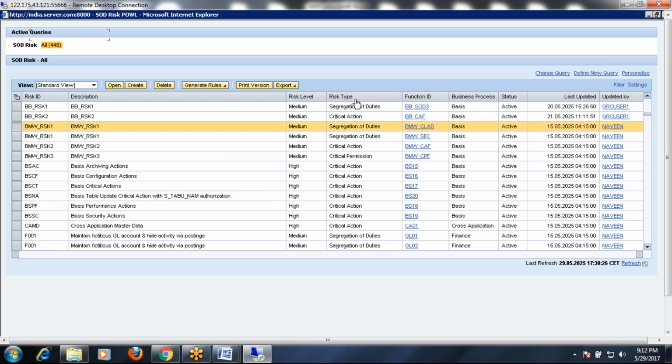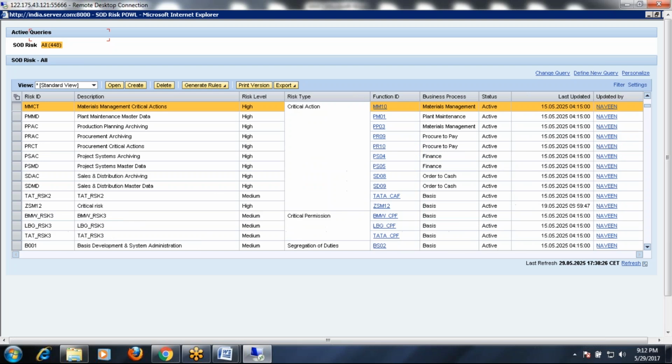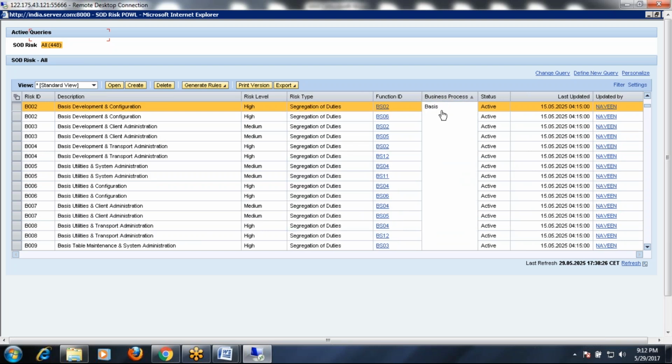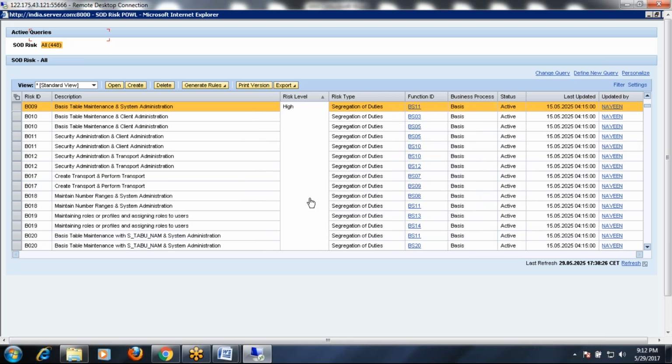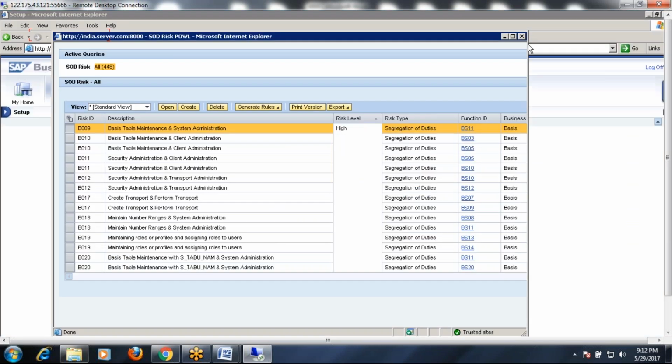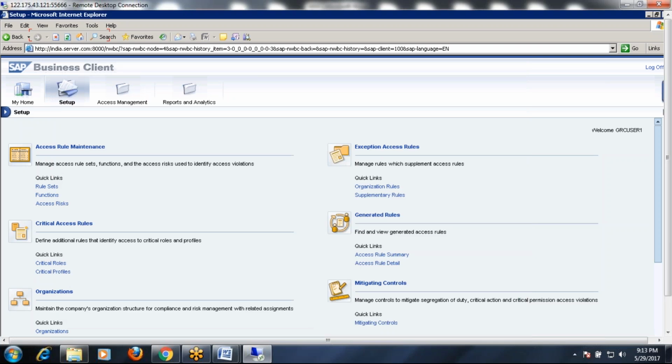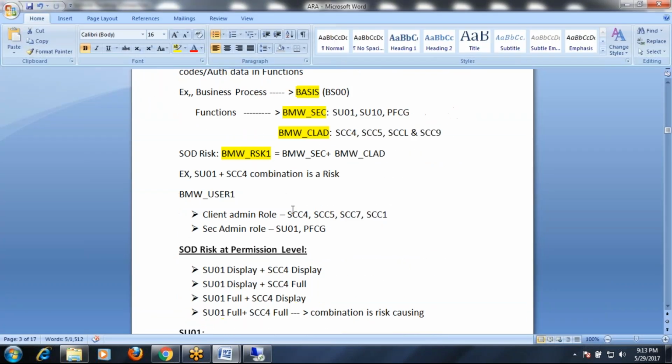So whether all are of different type, you can see they are not. Based on the risk type you can segregate here. Like these are critical action, these are critical permission, and the below ones are segregation of duties. You can also list based on business process, related to basis area, status. I told you risk level: high level, medium level, low level, etc. This is how the global rule set has been designed.